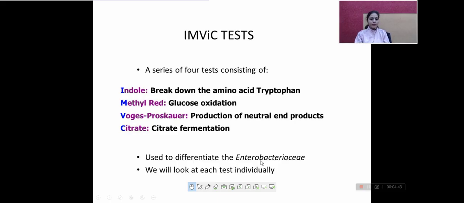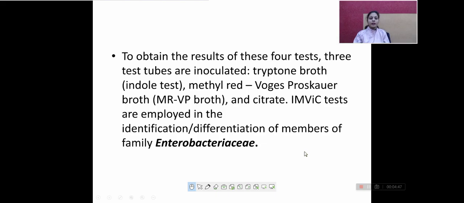So to obtain the result of these 4 tests, 3 test tubes are inoculated, that is tryptophan broth, because in the indole test there is breakdown of the tryptophan. And in the methyl red test, there is oxidation of the methyl group. Clear?